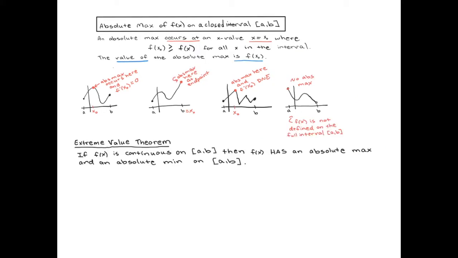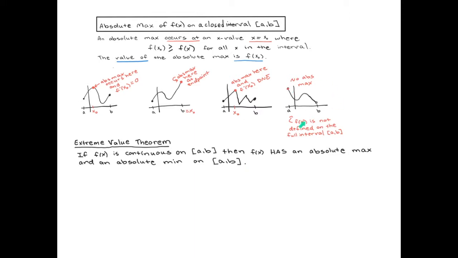So there's a handy little theorem here: as long as the function is continuous on the closed interval, in other words, as long as it's defined on the whole interval and there are no jumps or discontinuities from a to b, then you are guaranteed that an absolute max and an absolute min will occur on the interval.